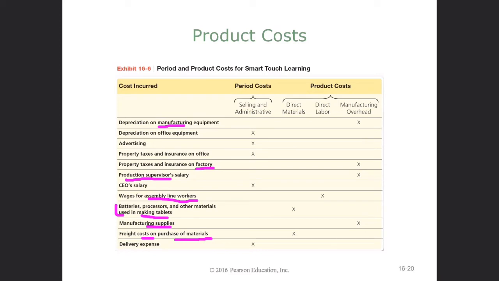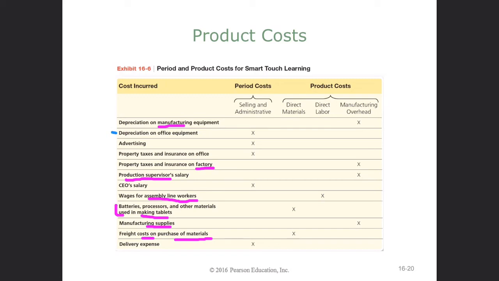The company that's creating the tablets is more than likely going to have some big machine that they're putting all this together on. So depreciation on our office equipment, our desk and our computer in the office, is not directly associated with creating the tablet. So that's going to be a period cost.